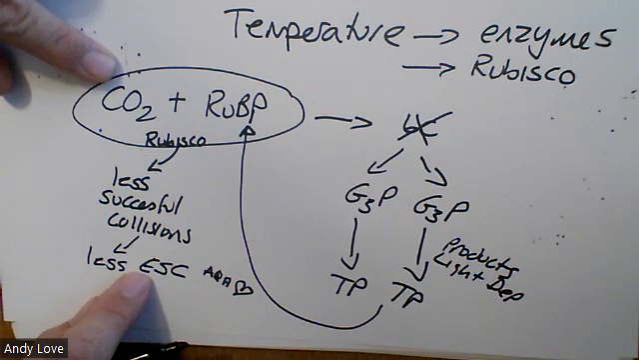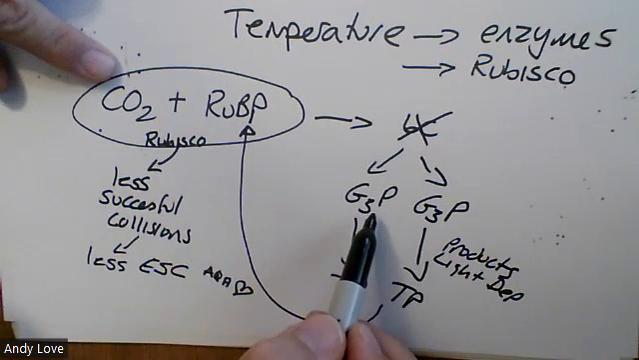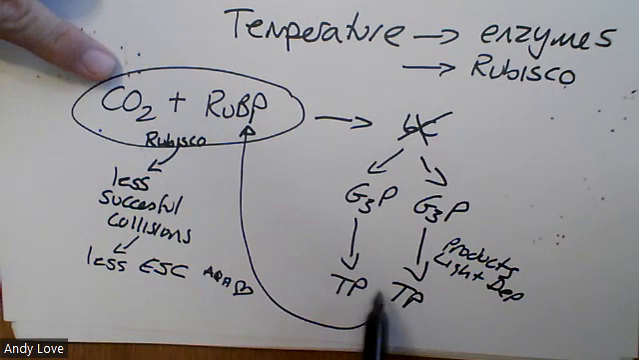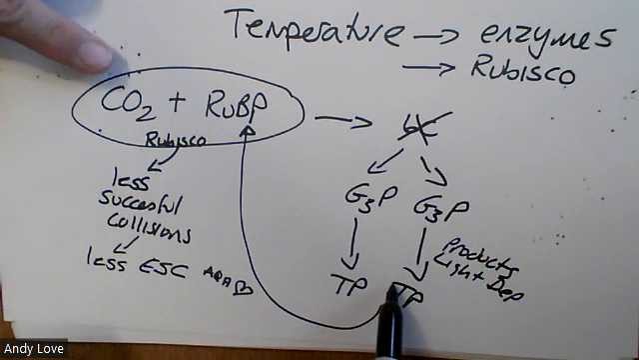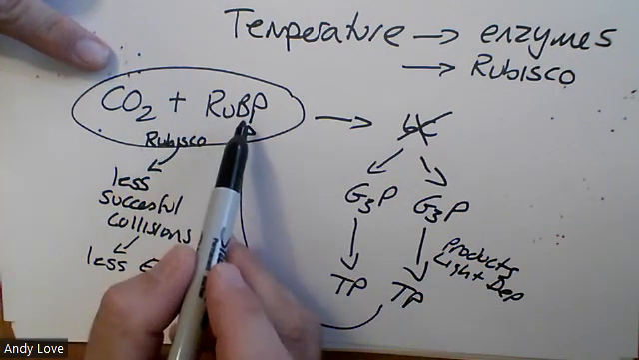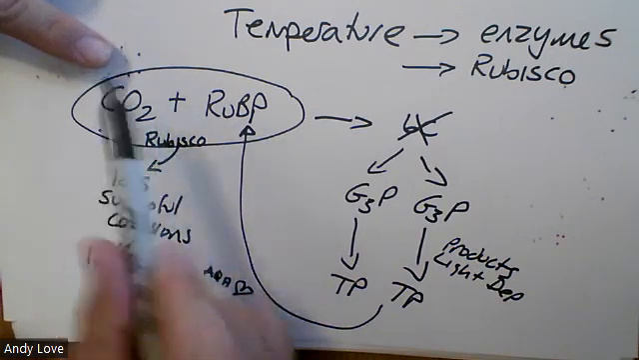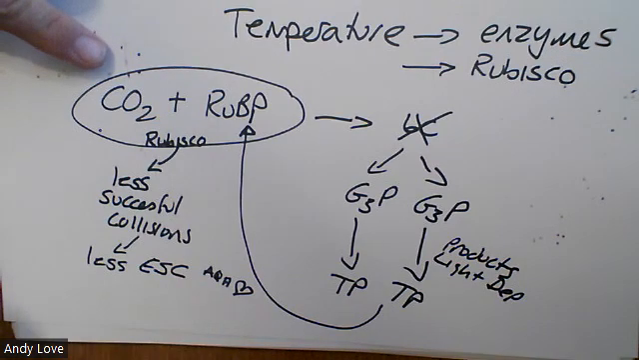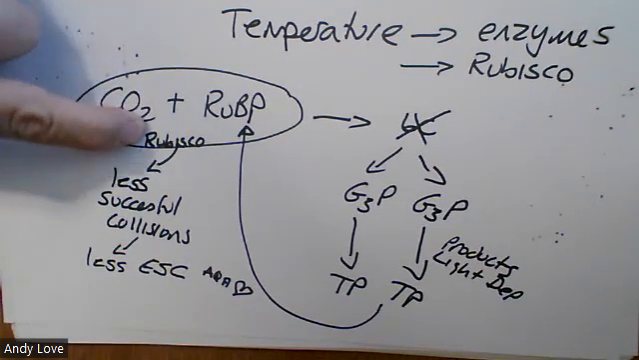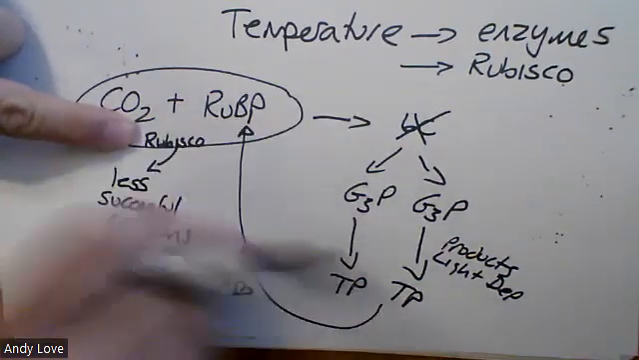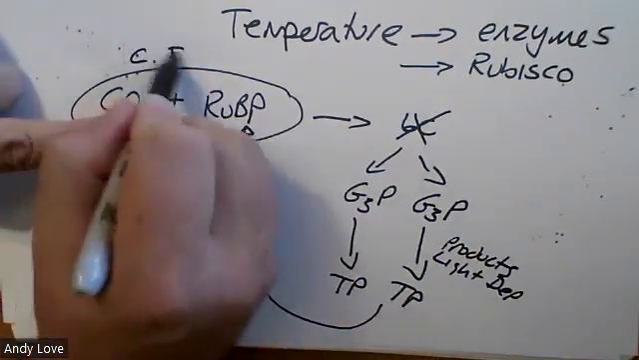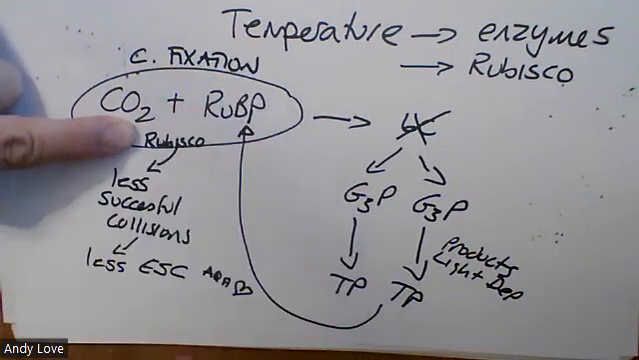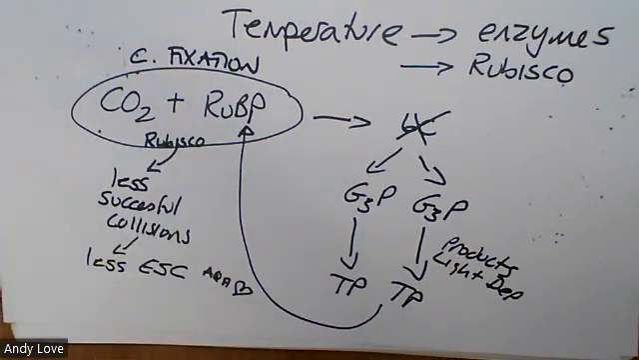And if there's less of them, then there'll be less G3P. And if there's less G3P, there'll be less TP. Therefore, there'll be less RUBP picking up the CO2. So the whole of the Calvin cycle slows down. Okay, rubisco and its activity drives it. It drives it because of the carbon fixation that it carries out. Now, that's if the temperature lowers.